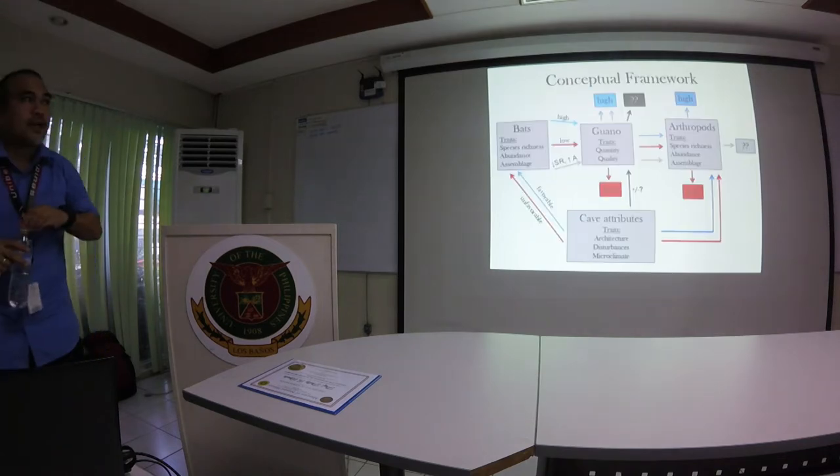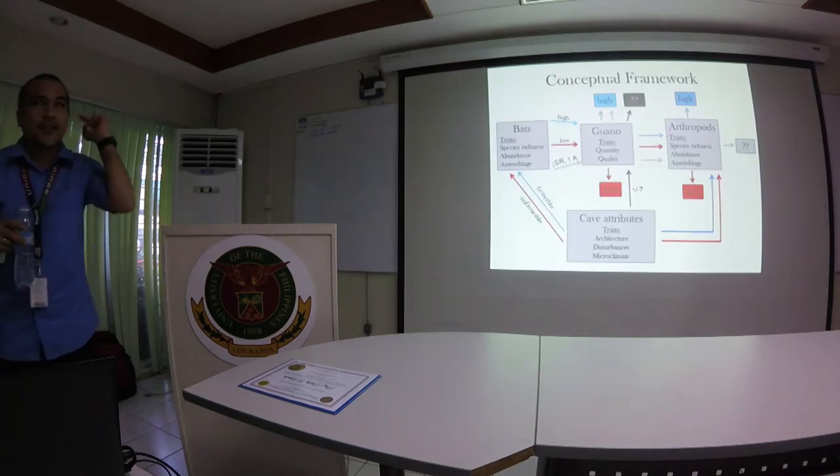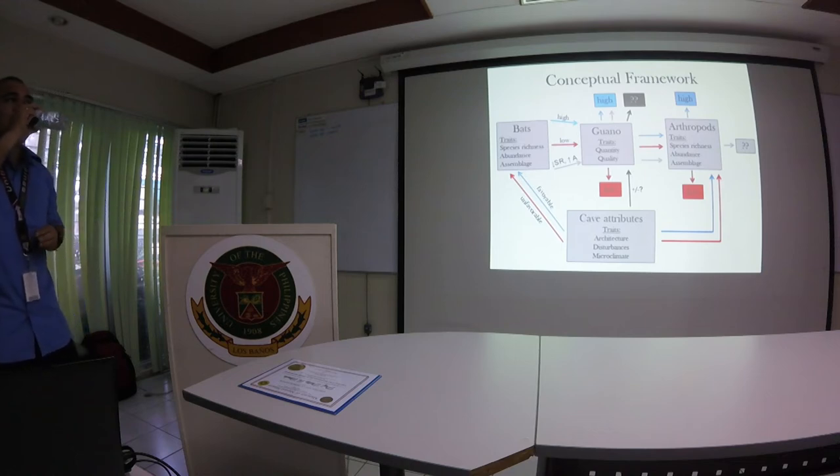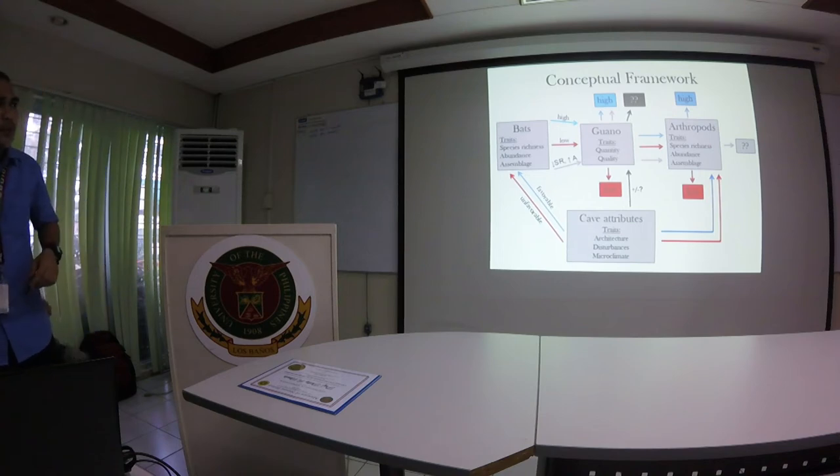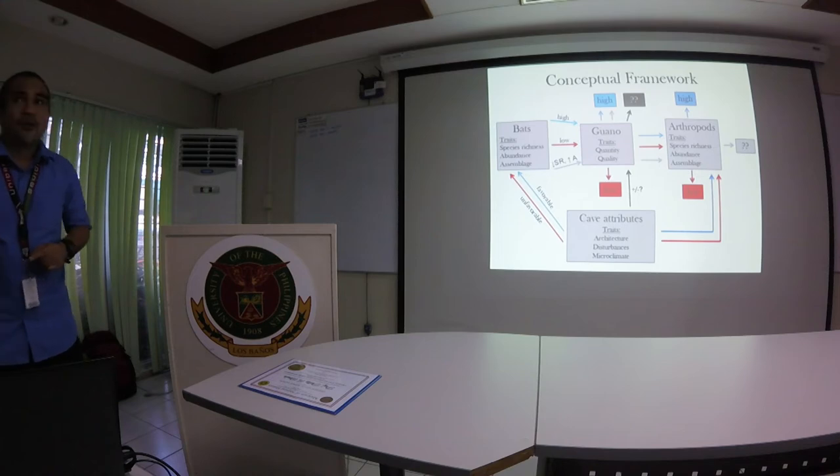Right. So for my conceptual framework, pasensya na po, medyo magulo. This is color coded, but what you have to look at here is the bats, the guano, and the arthropods. Like I showed earlier, for bats you have several traits: species richness, abundance, assemblage. For guano, you have quantity and quality.